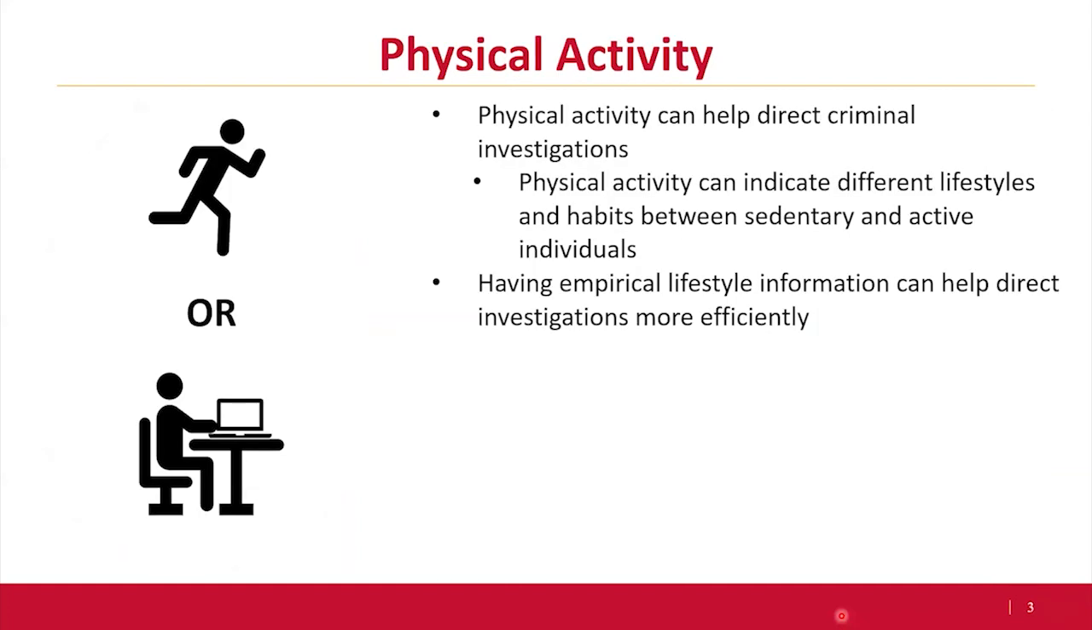We said physical activity. Physical activity is in reference to a lifestyle of a person. So whether someone is active or not can be dictated by their habits, like do they go to the gym or do they like to binge Netflix at home? But it can also reference their type of occupation. So an athlete or a construction worker will have a higher physical activity than a desk worker or a student. So having such empirical lifestyle information can really help investigators narrow their focus and time more efficiently.